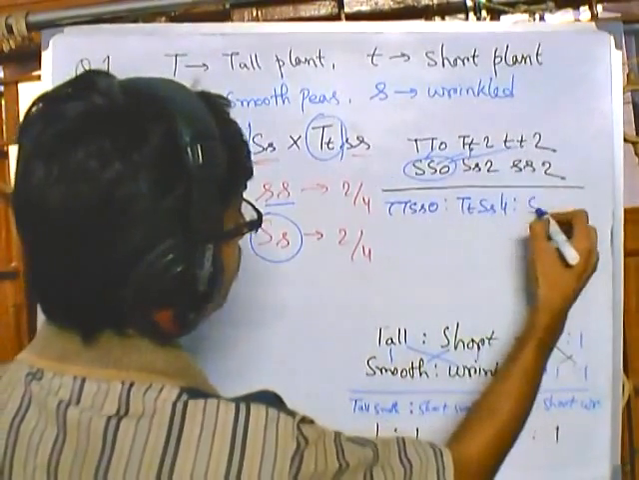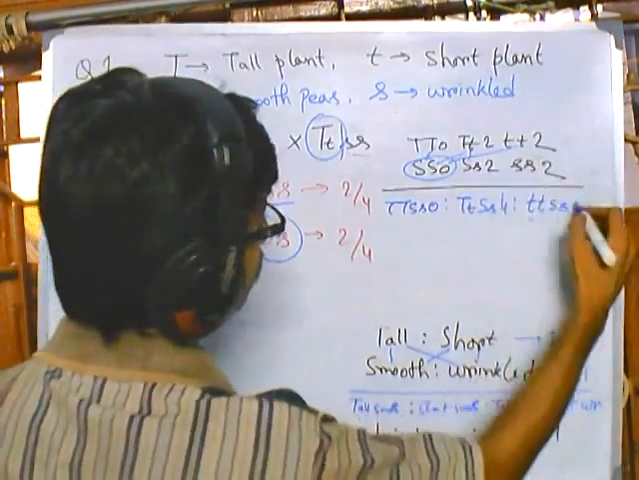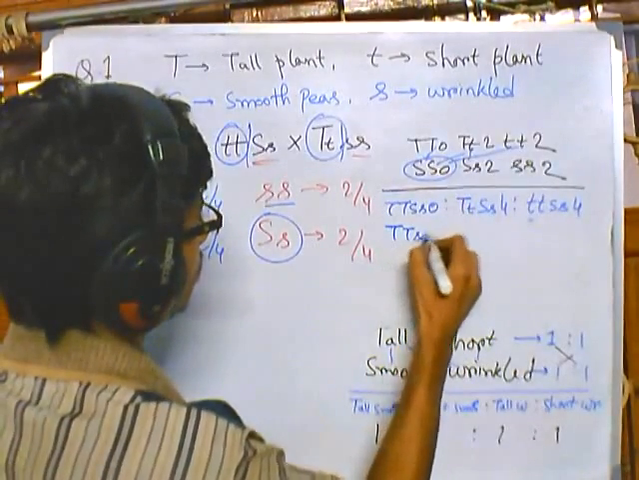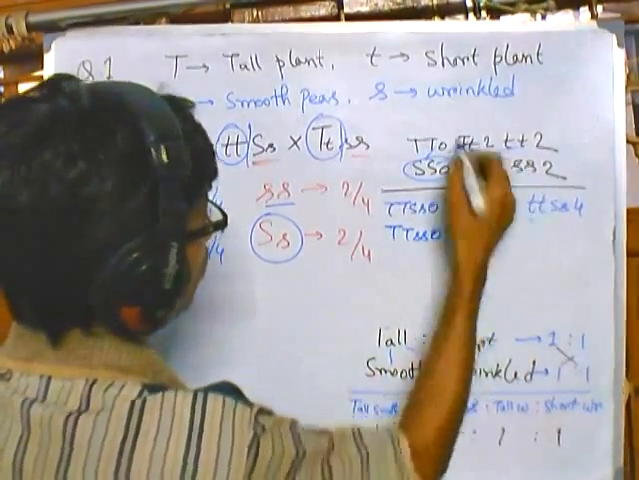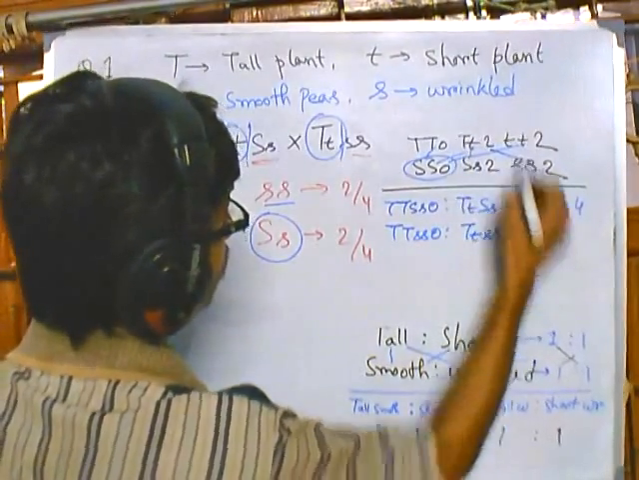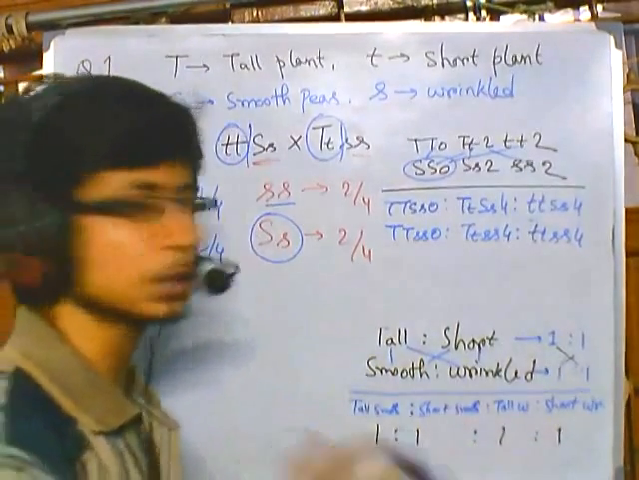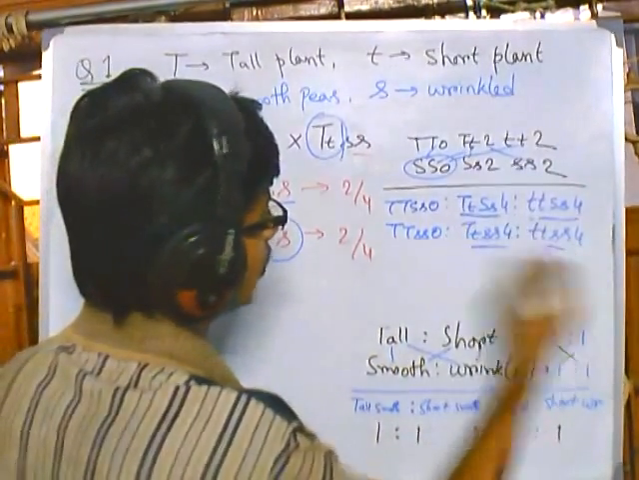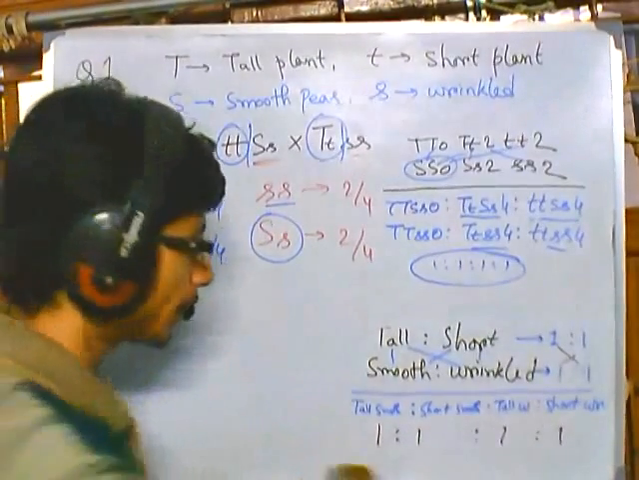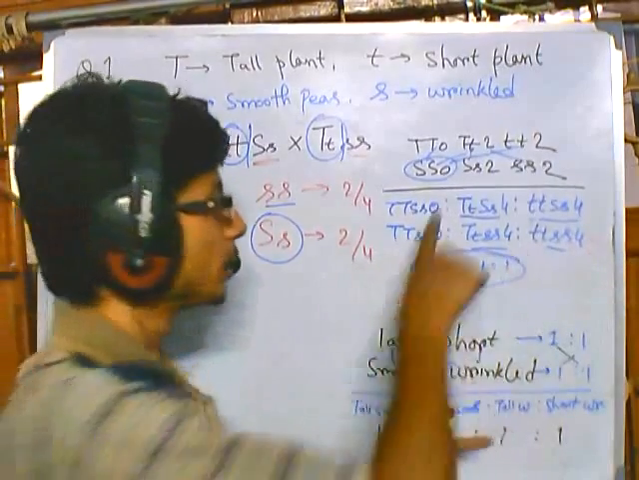This one, small t small t, caps S small s is 2 into 2, again 4. Then this will also be 0, caps T caps T small s small s will be 0. Then caps T small t small s small s, 2 into 2, it will be 4. Small t small t small s small s will be 4. So the ratio for the genotype is again 1:1:1:1. So phenotype is also 1:1:1:1, and genotype is also 1:1:1:1. You need to write this genotype.